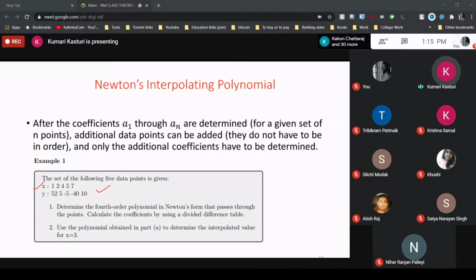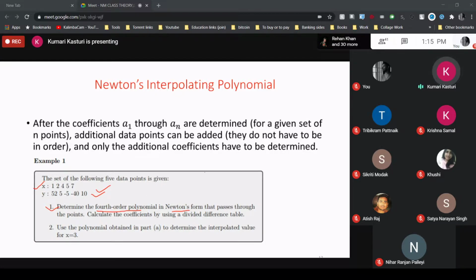There are 5 data points given to you. The x coordinates are 1, 2, 4, 5, 7 and y is 52, 5, minus 40, 10. Question number 1: determine the fourth order polynomial in Newton's form. It is the same question we have done, determine the fourth order polynomial by using Lagrange form. If you remember, we solved that in the last lab.